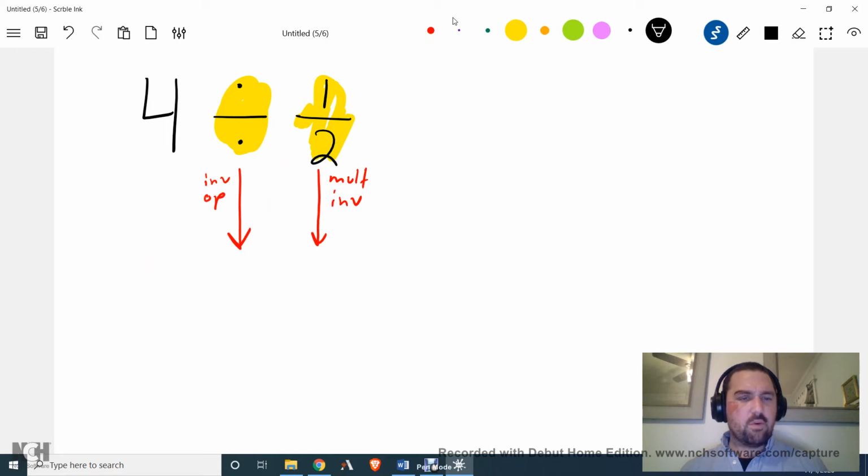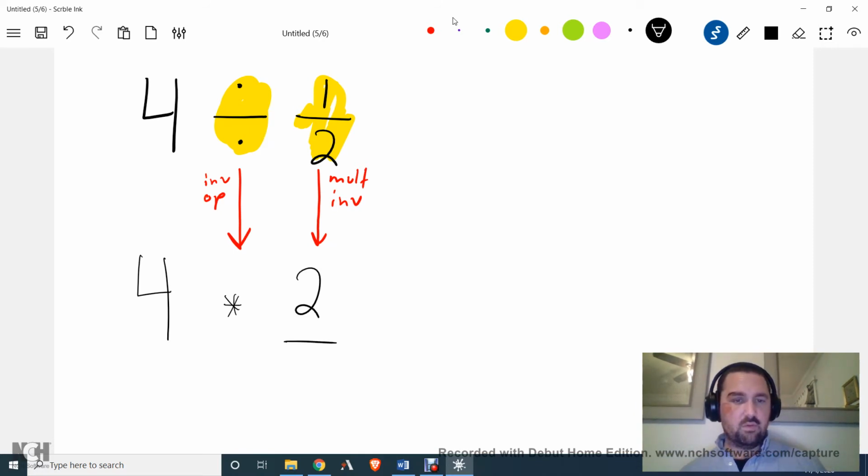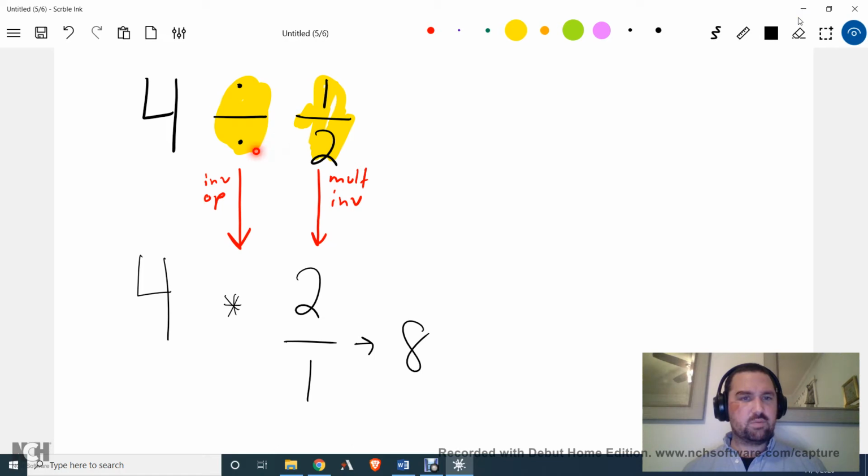I still have a 4 here. The inverse operation of division is multiplication. That's nice and easy. And the multiplicative inverse, or the reciprocal, of 1/2 is 2 over 1, which is just 2. So this is just 4 times 2, which is 8. This is just 8. 4 divided by 1/2, which is a kind of crazy looking expression, is just equal to 8. Okay?